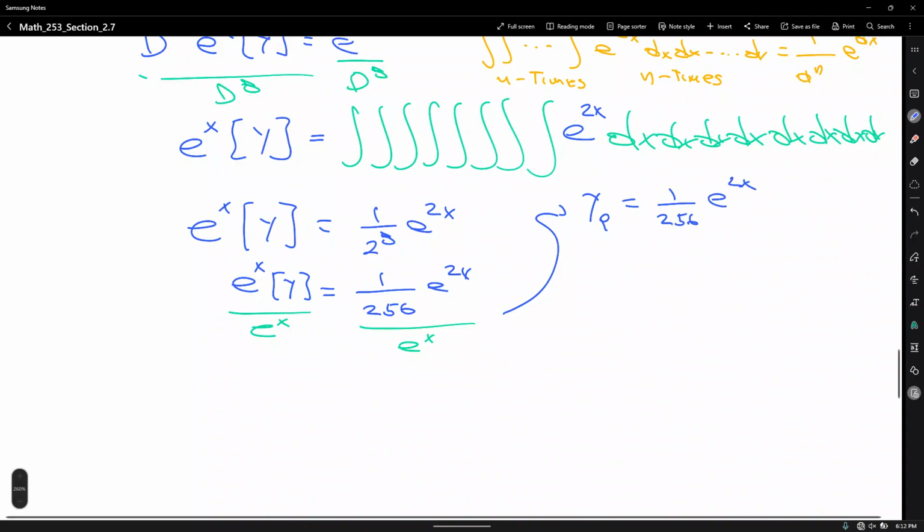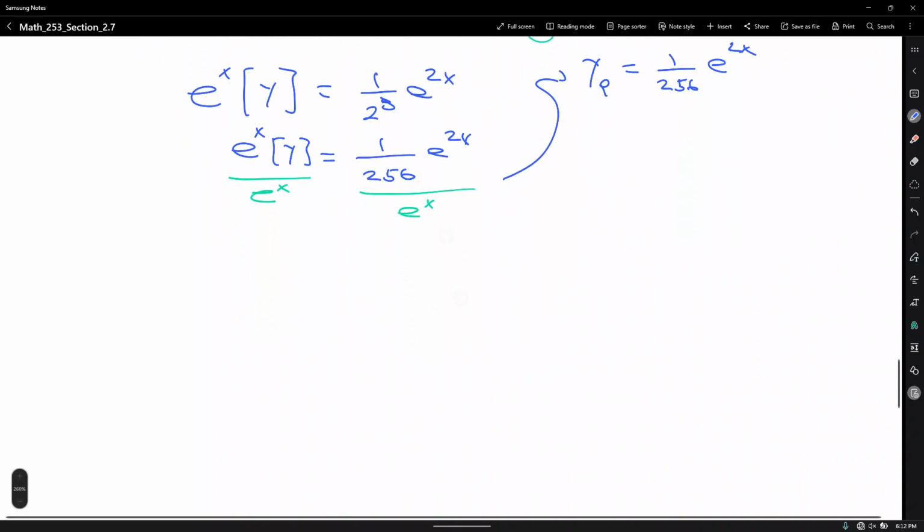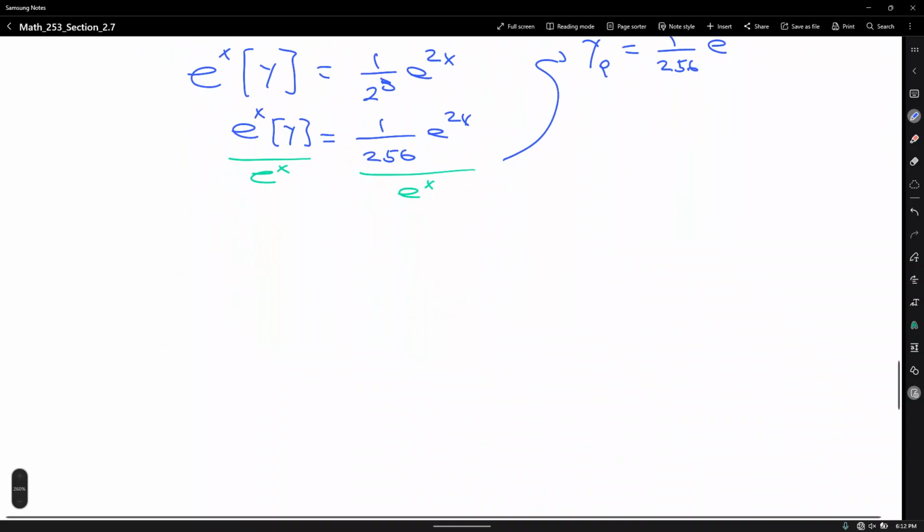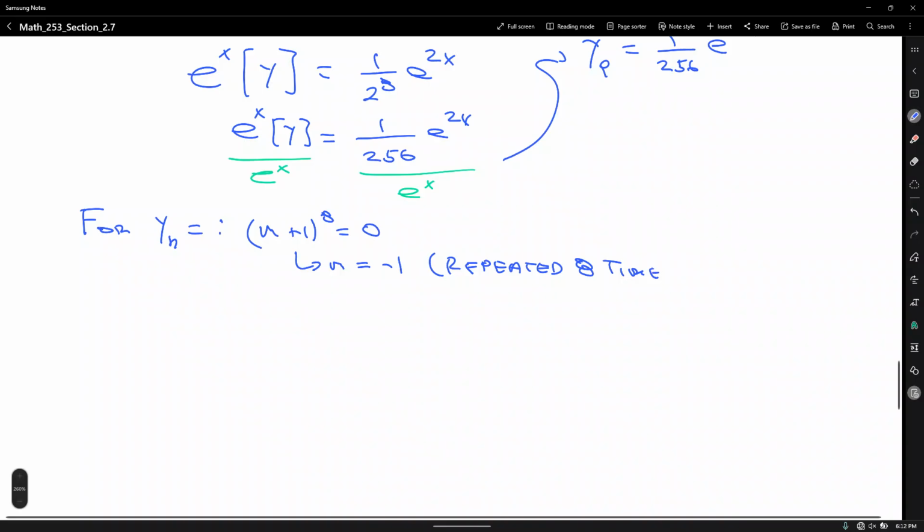But if you guys want to verify that using undetermined coefficients, be my guest. But don't try it at home. Okay, well, that's y sub p. For y sub h or y sub c, what do we have? M plus 1 to the 8th power equals 0. What is this? M equals negative 1, repeated 8 times.